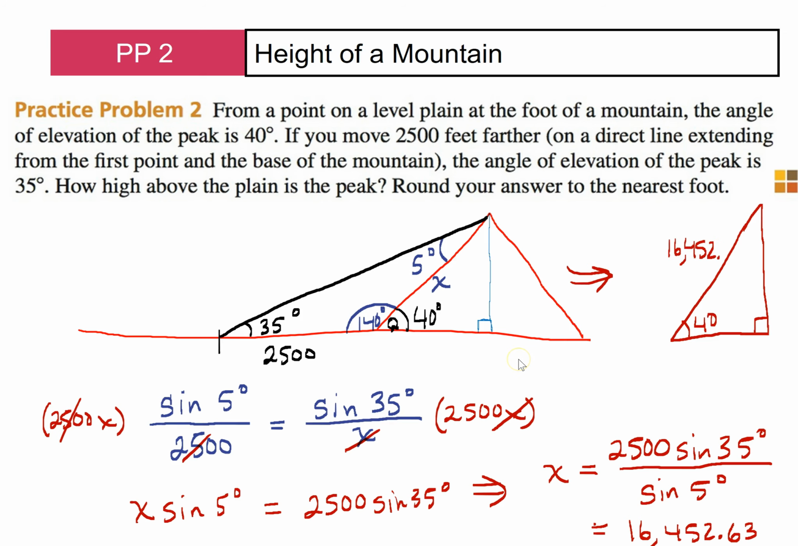And we're going to now use the definition of sine to get what we're looking for here. In fact, I'm running out of space here. Let me go to the other side and rewrite this here. I know 40 degrees. I know this side here. And now I'm going to figure out h, the height of this mountain here.